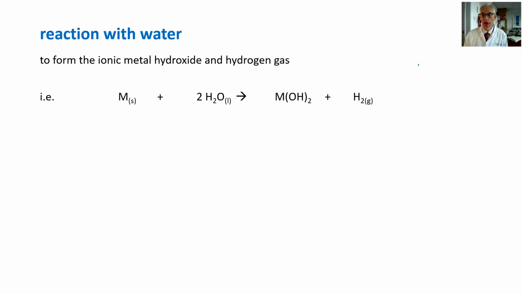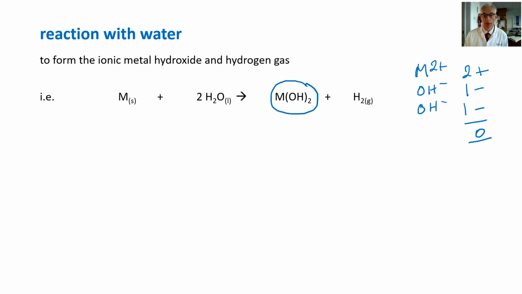We know that group 2 metals form 2+ ions. Hopefully you are aware that a hydroxide ion is a 1- ion. We'll see that one of each don't produce a neutral compound, so we need an additional hydroxide ion so that the ion charges sum to 0. So our formula of the metal hydroxide is M(OH)2.